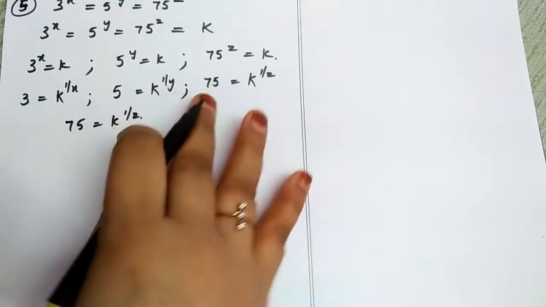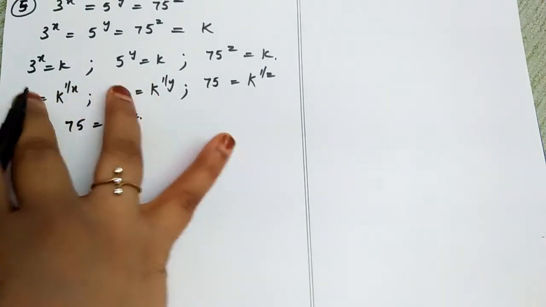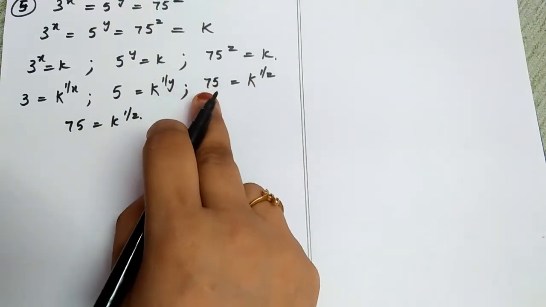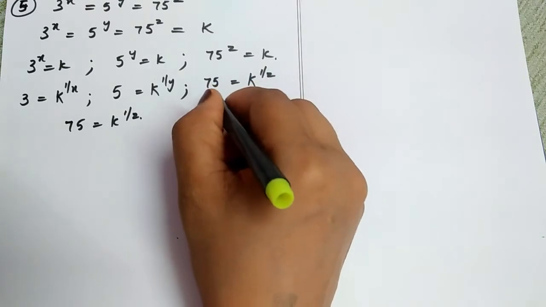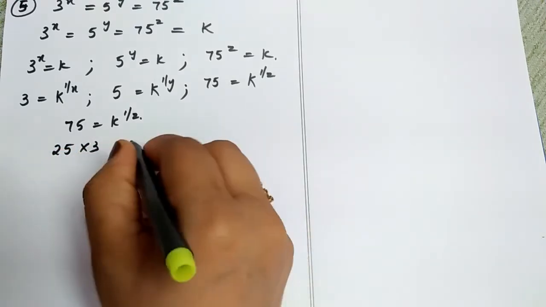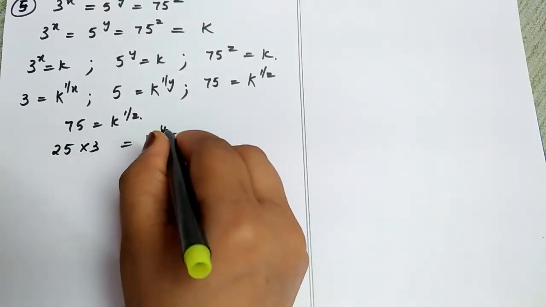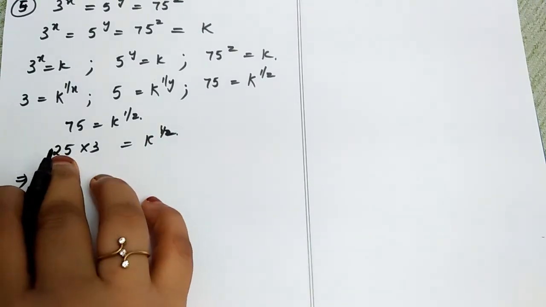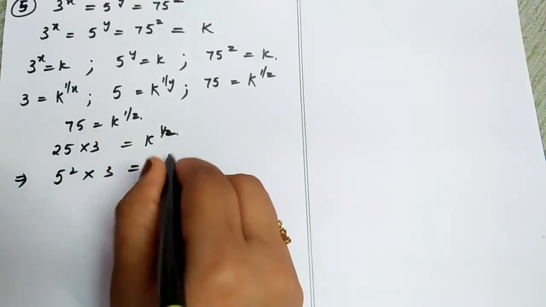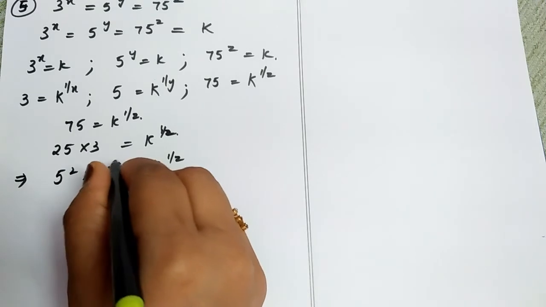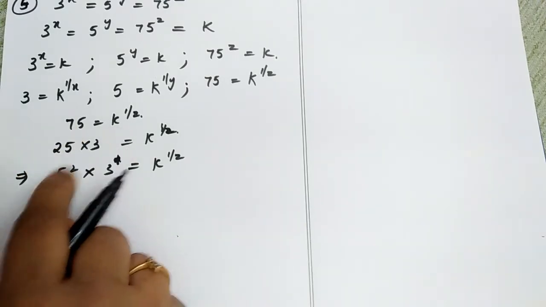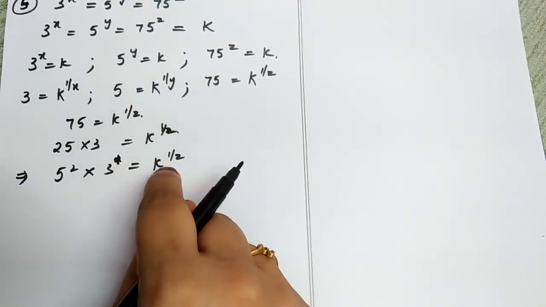Okay, herein you see, 3 and 5 we can do nothing more. Okay, this is itself the end of the solution, right? But here in 75, can we simplify? Yes, we can simplify. 75 can be written as what? 75 can be written as 25 into 3 equal to k to the power 1 by z. Okay, which implies that again 25 can be written as 5 square, right, into 3 equal to k to the power 1 by z. So 75 can be written as 5 square into 3, which is equals to nothing but k to the power 1 by z.